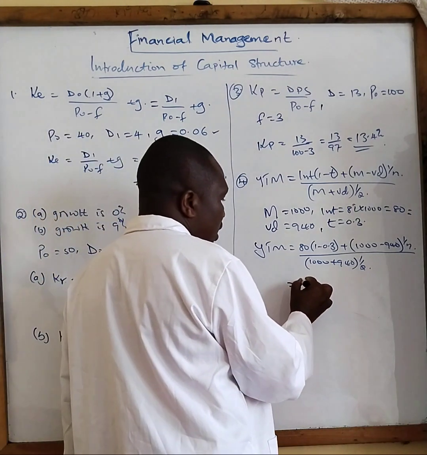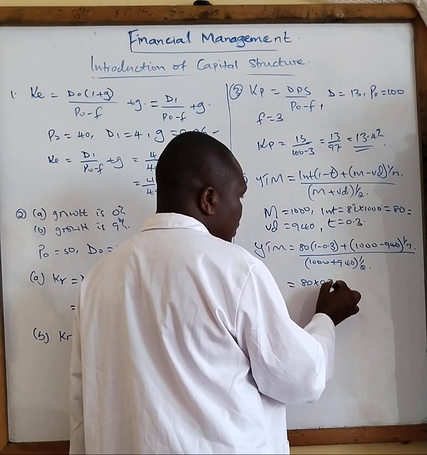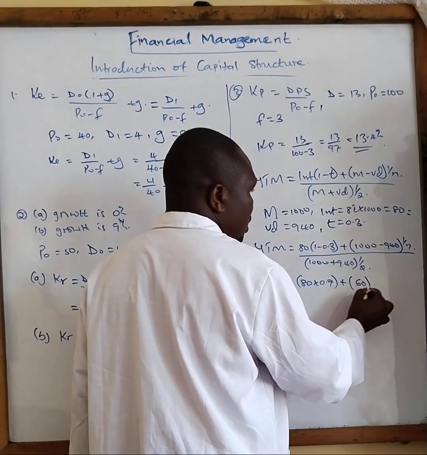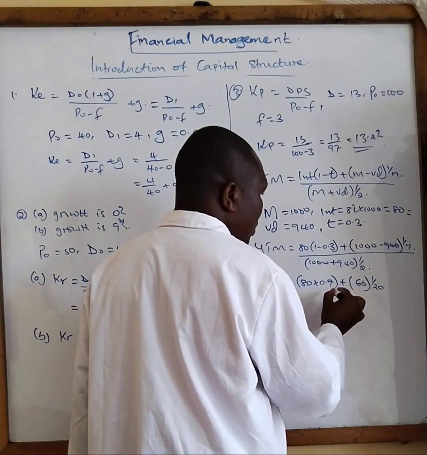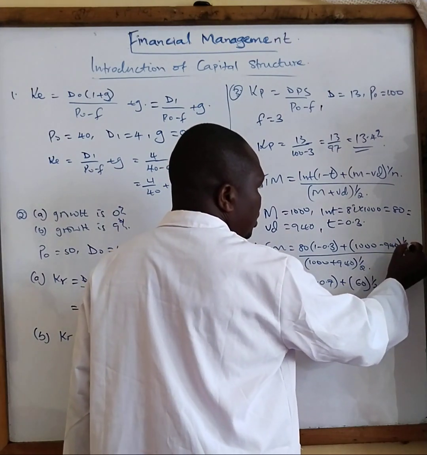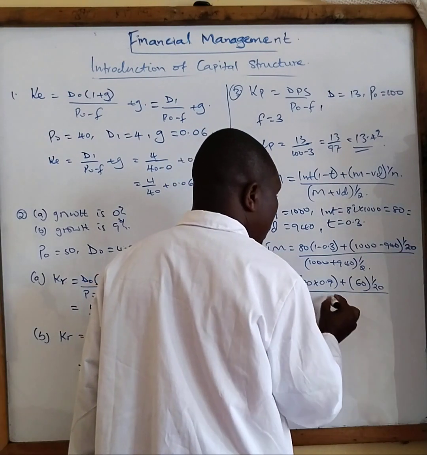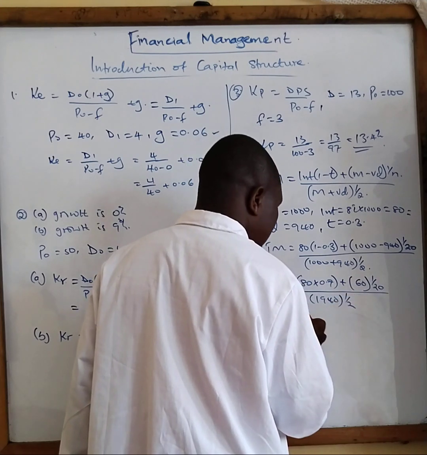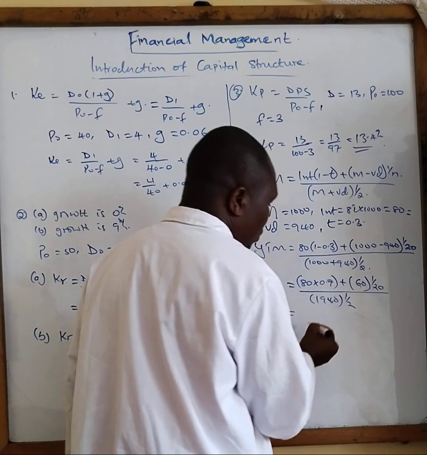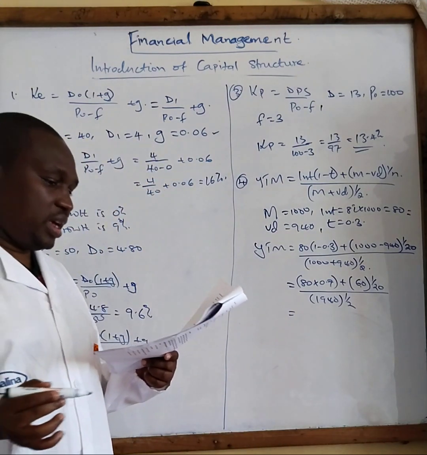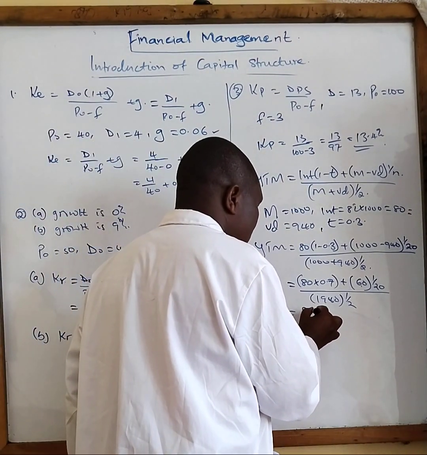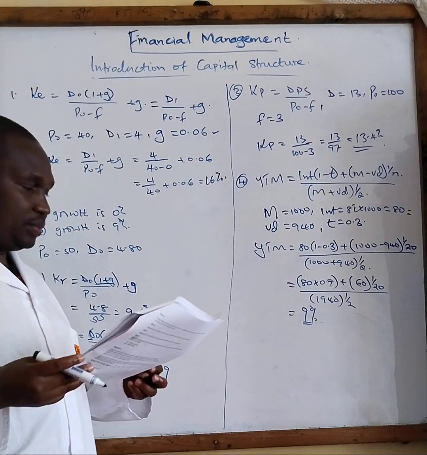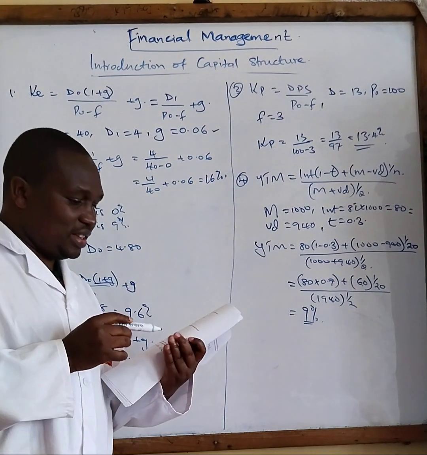Then here you will get 80 times 0.7, which is 56, plus, this one is subtract, you get 60, then 1 over 20. Sorry, here it is 20. Then you divide everything by 1,940, you get a half. If you work this out carefully, your answer is 9%. That is example 4.